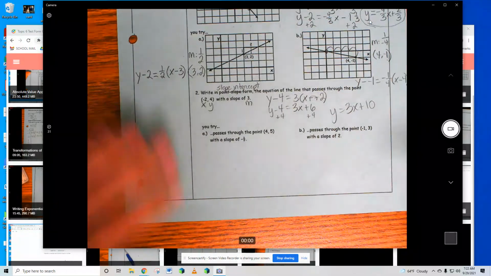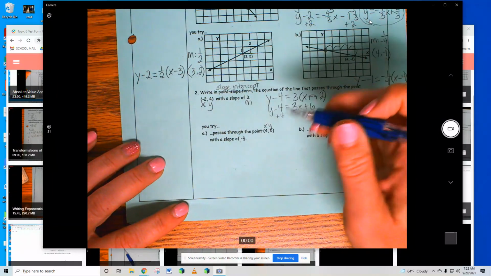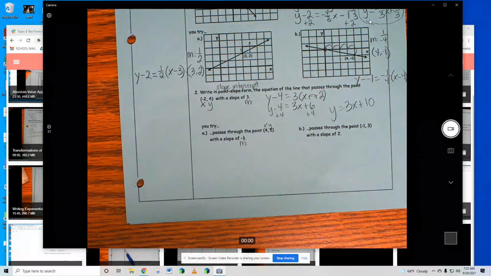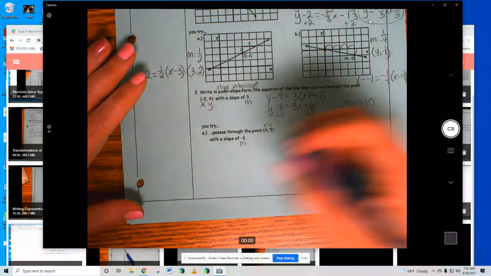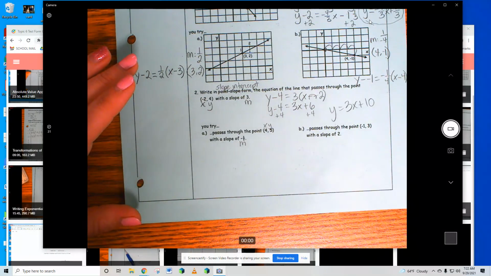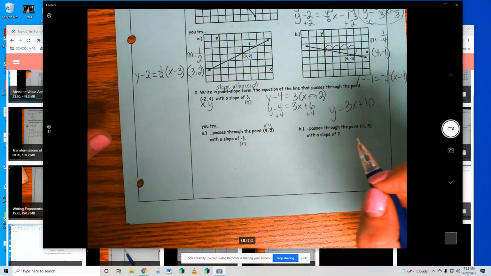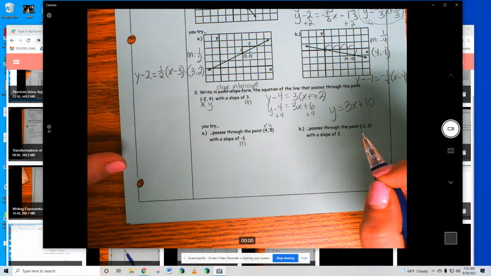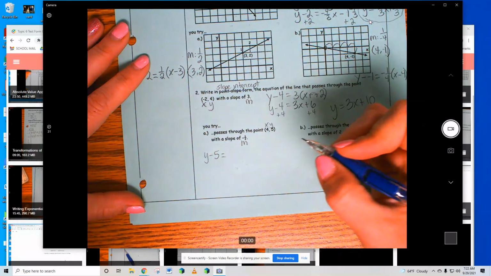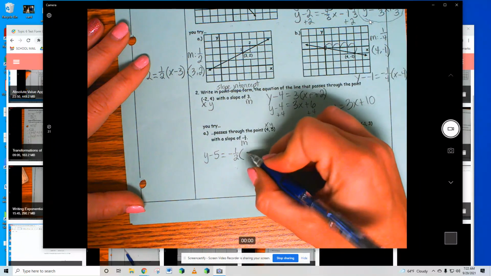Okay, you're so quiet. What's going on? My slope for you try A is -1/2. My x is 4. My y is 5. Ladies, table 1. What do I do? Good job.